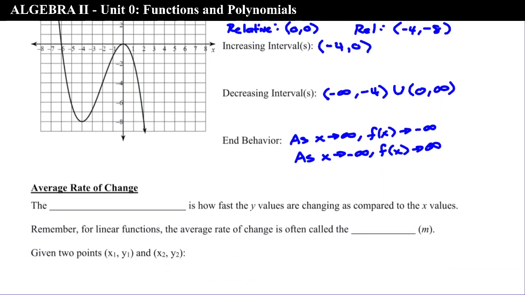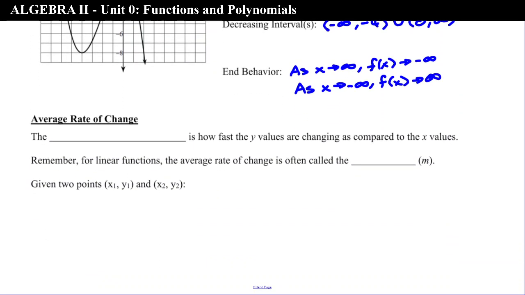Now let's switch gears a little bit, and let's talk about average rate of change. Well, the average rate of change is how fast the y values are changing as compared to the x values. Now, you may want to remember back to linear functions. The average rate of change is often called the slope because we used rise over run. Rise was our y values, and the run was our x values because we were going up and down with the rise and to the left and right with our run.